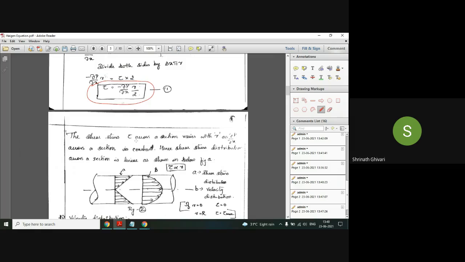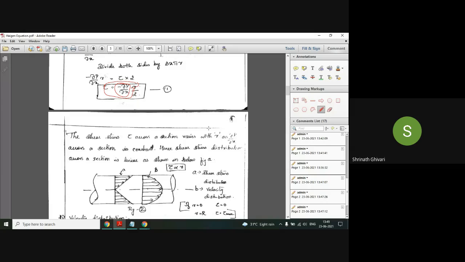The shear stress tau across a section varies with r, as dou P by dou X across a section is constant. Hence, shear stress distribution across the section is linear. As minus dou P by dou X is constant, tau has a relationship with r. It means that dou P by dou X is constant and tau varies with r.